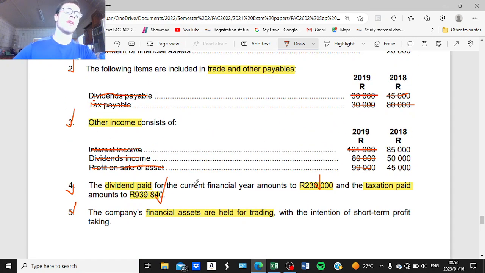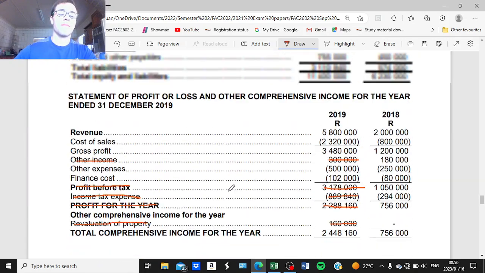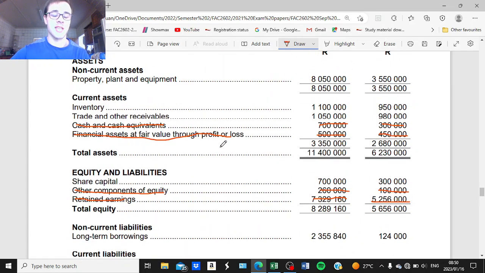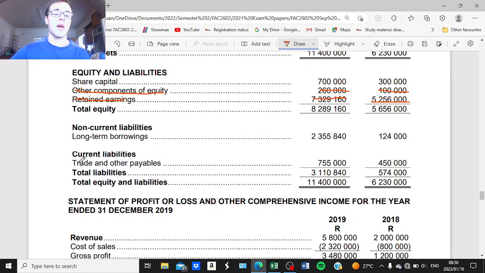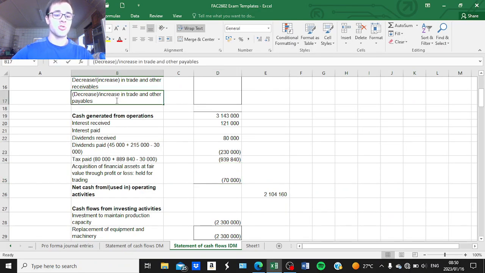All right, we are done with all the points under additional information. So we just need to consider any remaining changes in the statement of financial position. We still need to calculate the changes in working capital. So let us start with trade and other payables. In order to determine whether there was an increase or a decrease, we need to take the closing balance and subtract the opening balance.